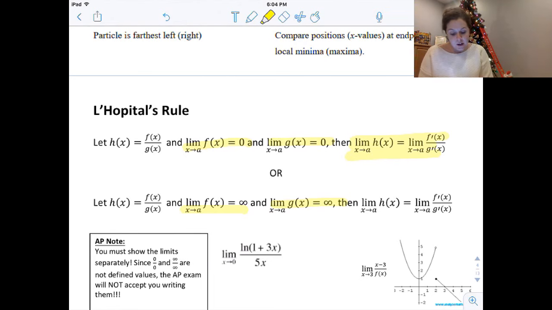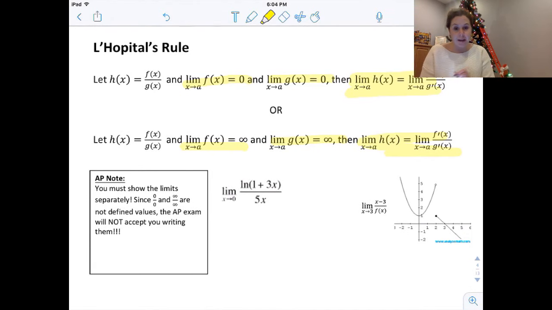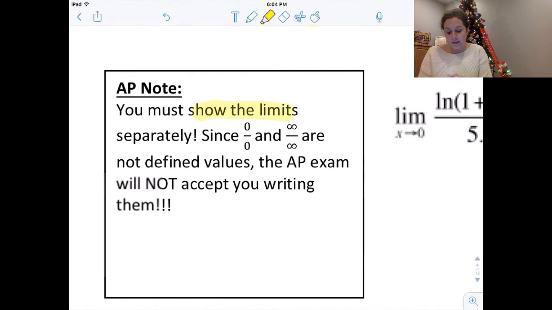Very quick AP note: you must show the limits separately. You need to show the limit of the top and the limit of the bottom separately. Make sure that you do that or you'll wind up losing points, because 0 over 0 or infinity over infinity are not defined values, and because of that we can't have that as something that we're equal to. So make sure that you're showing each of those separately.